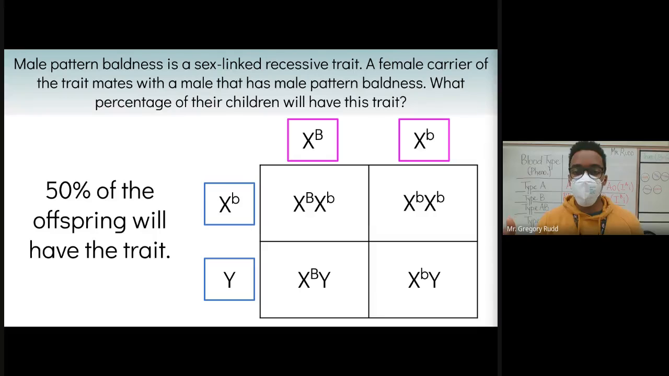Now, we also discussed the fact that there's a difference between having the trait and having the allele. If you look in the top left box, that offspring is X capital B, X lowercase b. So they do have the recessive allele. They do have a lowercase b, but they do not have the trait. They are not going to develop baldness. Okay, so we need to be careful with that. But that was a great point. Ayana brought that up, so we should be thankful for her.